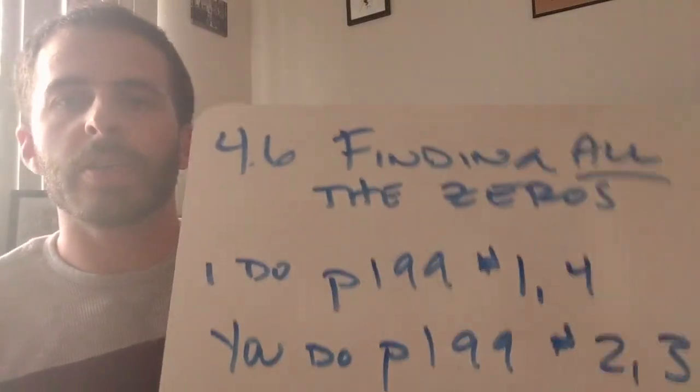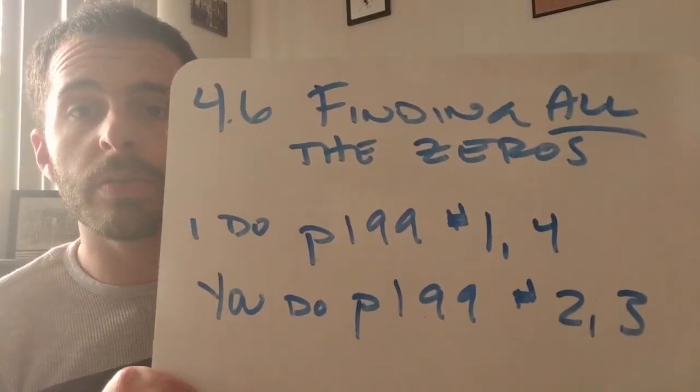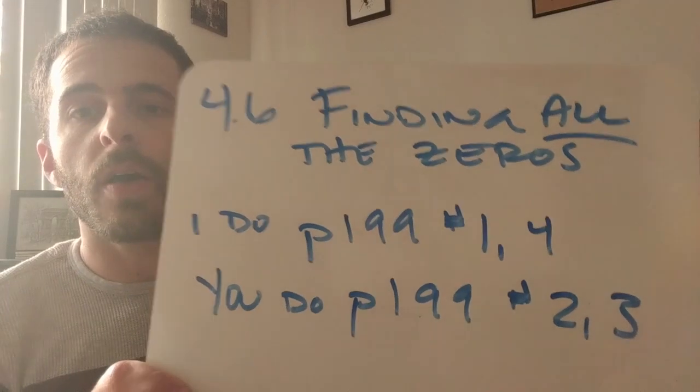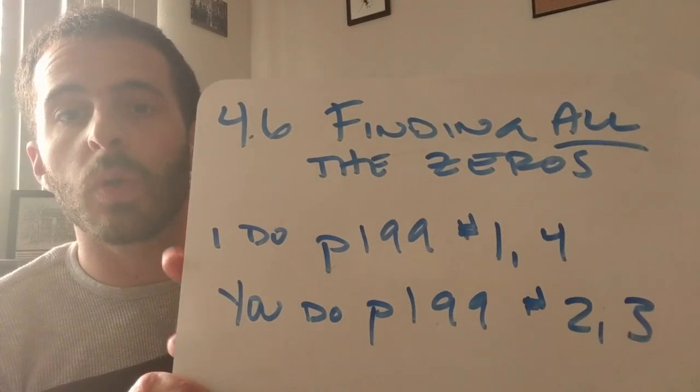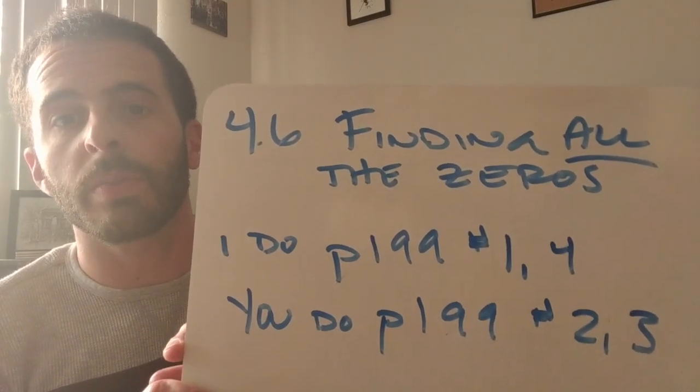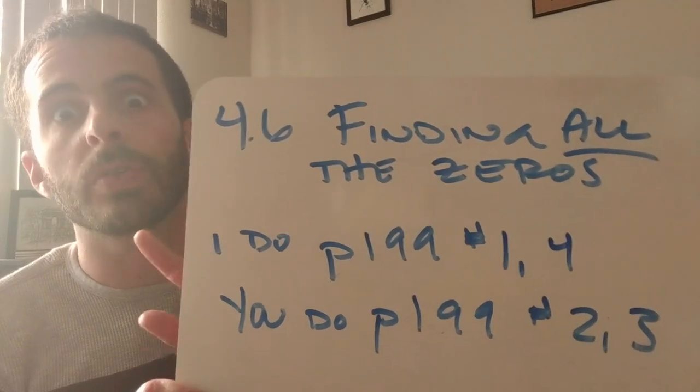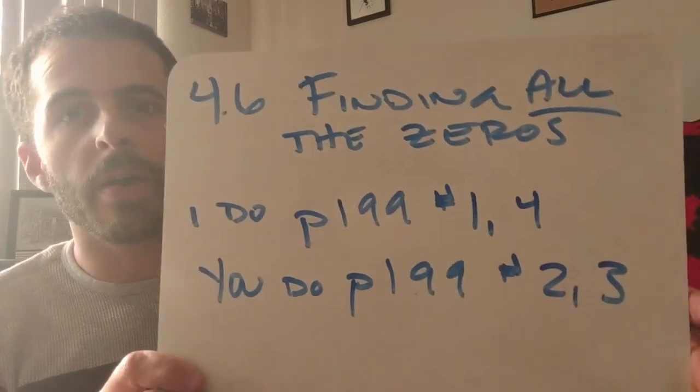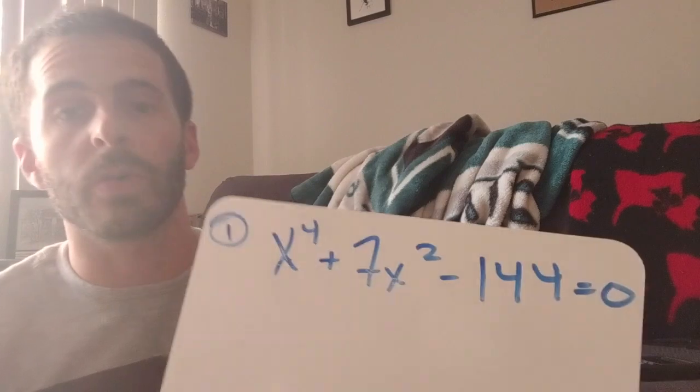Okay, welcome to 4-6, finding all the zeros of a polynomial function. I am going to do page 199, numbers 1 and 4, and then you're going to do page 199, numbers 2 and 3. Now 4-6 is going to look really overwhelming, but don't worry, it's actually just an extension of 4-5, where we found just the real zeros, so the x-intercepts. In 4-6 we're also going to find the imaginary zeros, because sometimes the zeros don't exist in the real world.